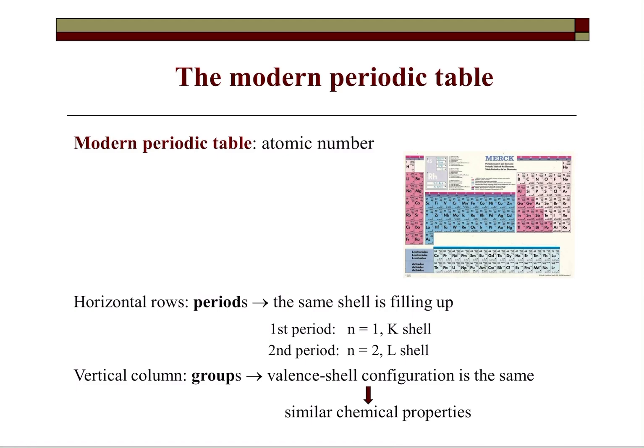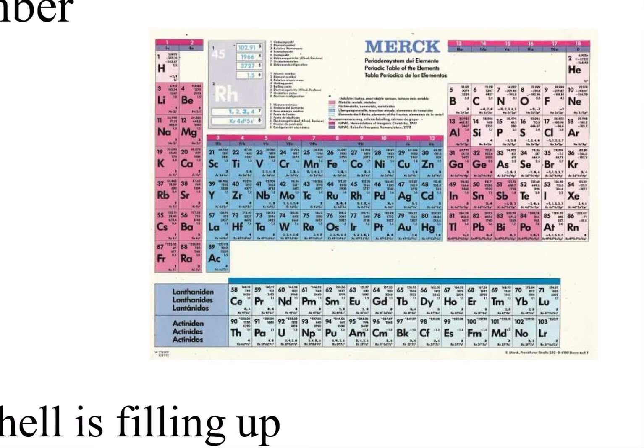As you know, the modern periodic table was created by Mendeleev, the Russian scientist. In the modern periodic table, the basis is the atomic number. As you see here, hydrogen with atomic number 1 is the first element, and then helium in this row. Hydrogen has 1 proton, so its atomic number is 1.